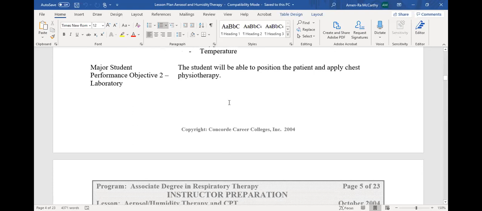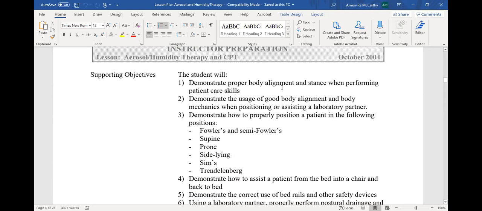Student will be able to position the patient and apply chest physiotherapy, which is CPT, and that is when we actually beat on the patient with a special technique to help loosen those secretions out of the specific segment. So don't forget, go back over your segments so that you can memorize the segments of the lungs. You need to know those segments, because if I ask you to drain the apical posterior segment, you need to know where that is. Respiratory therapy.